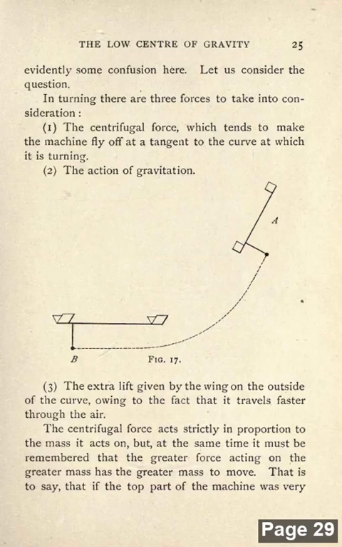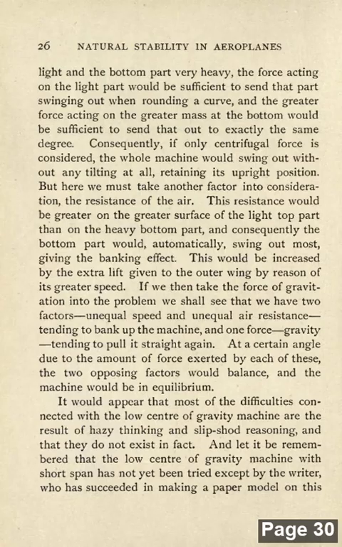The centrifugal force acts strictly in proportion to the mass it acts on, but at the same time it must be remembered that the greater force acting on the greater mass has the greater mass to move. That is to say, if the top part of the machine was very light and the bottom part very heavy, the force acting on the light part would be sufficient to send that part swinging out when rounding a curve. And the greater force acting on the greater mass at the bottom would be sufficient to send that out to exactly the same degree. Consequently, if only centrifugal force is considered, the whole machine would swing out without any tilting at all, retaining its upright position.